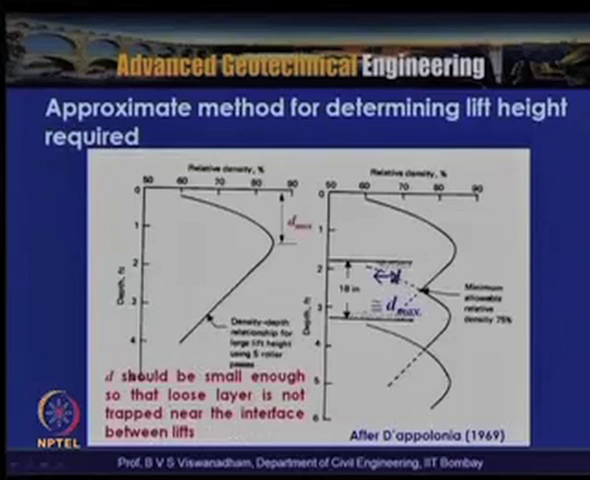So this particular D should be small enough so that the loose layer is not trapped between the two compacted layers. So this is one layer lift compaction, this is another layer lift compaction, and we have to ensure that, as was shown in the previous slide, this particular point is well above the desired relative density or desired degree of relative compaction.